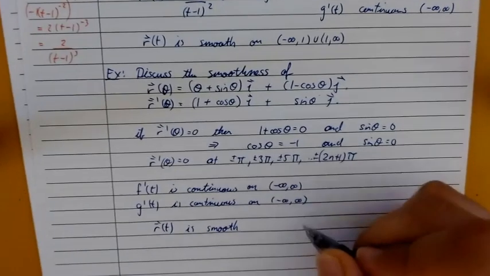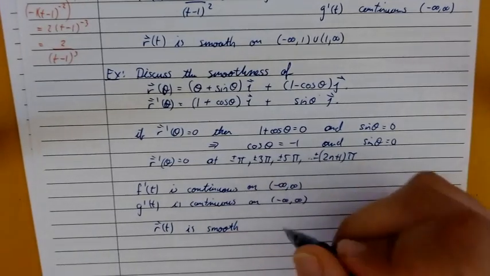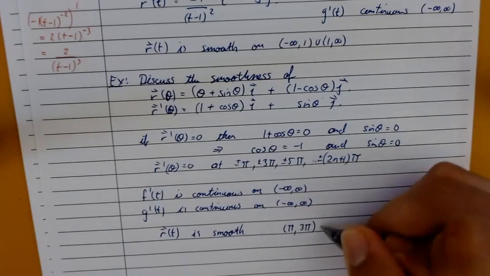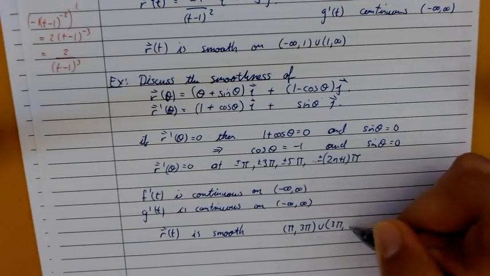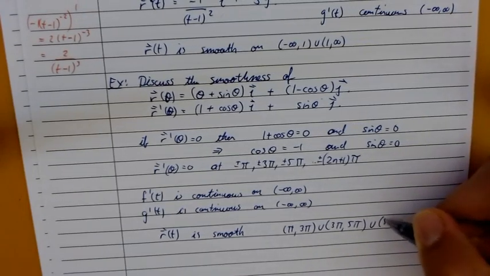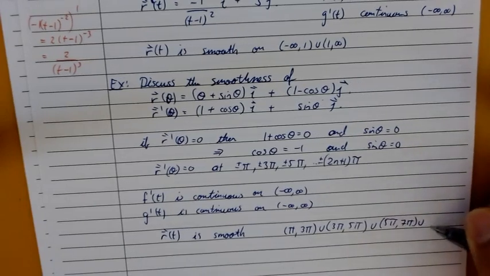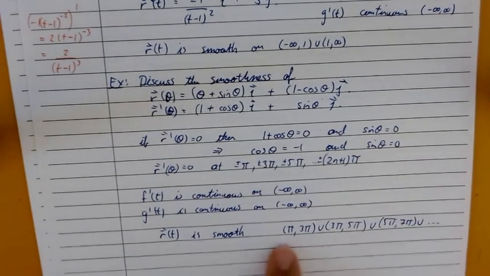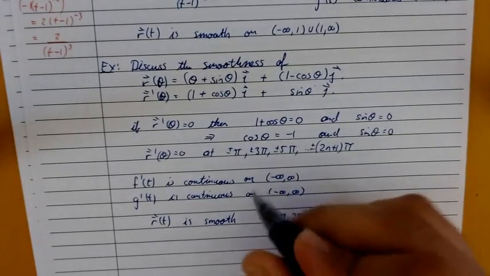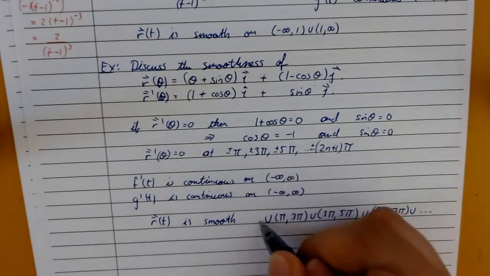Oh, let's see, how do we write this? I'll write it in interval form. So here it would be smooth from pi to 3 pi, union with 3 pi to 5 pi, union with 5 pi to 7 pi, union with... That goes on forever, right? 1, 3, 3, 5, 5, 7, 7, 9, 9, 11, and so forth on. And then, of course, it would also be true for the negative values. So here I would just say it that way.